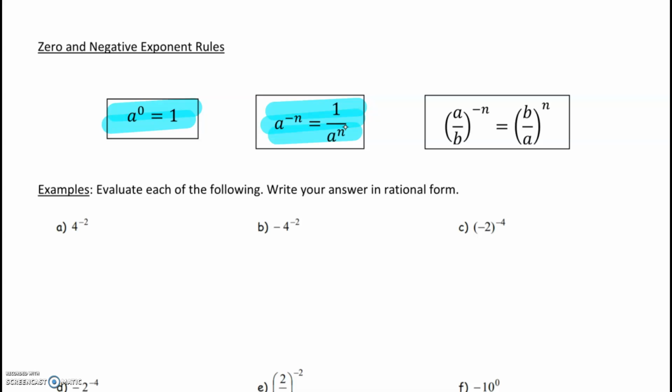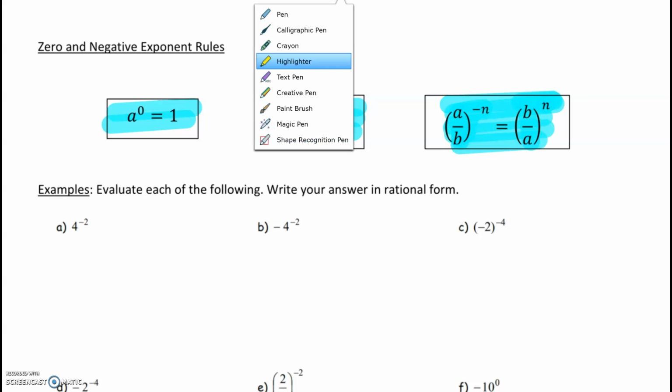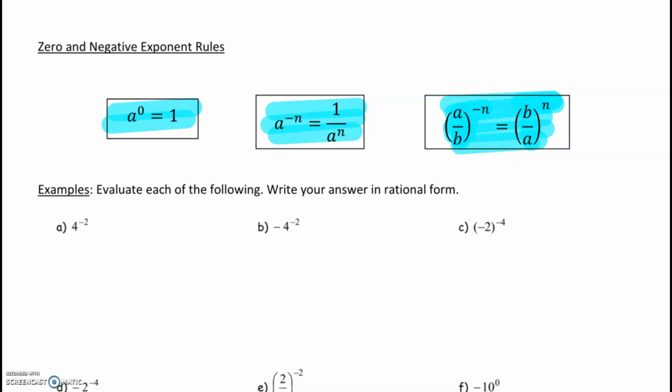Now, what if your a value is a fraction? And that's what this is. So a over b. What if you have a fractional base with a negative exponent? Well, same thing. We want to make that negative exponent positive, and all we do is flip the numerator and denominator. So instead of a over b, it's b over a. And once you flip it, that exponent becomes positive. So that's the third rule that we're going to be using today. So these rules are getting added into what we already know about our exponent rules.